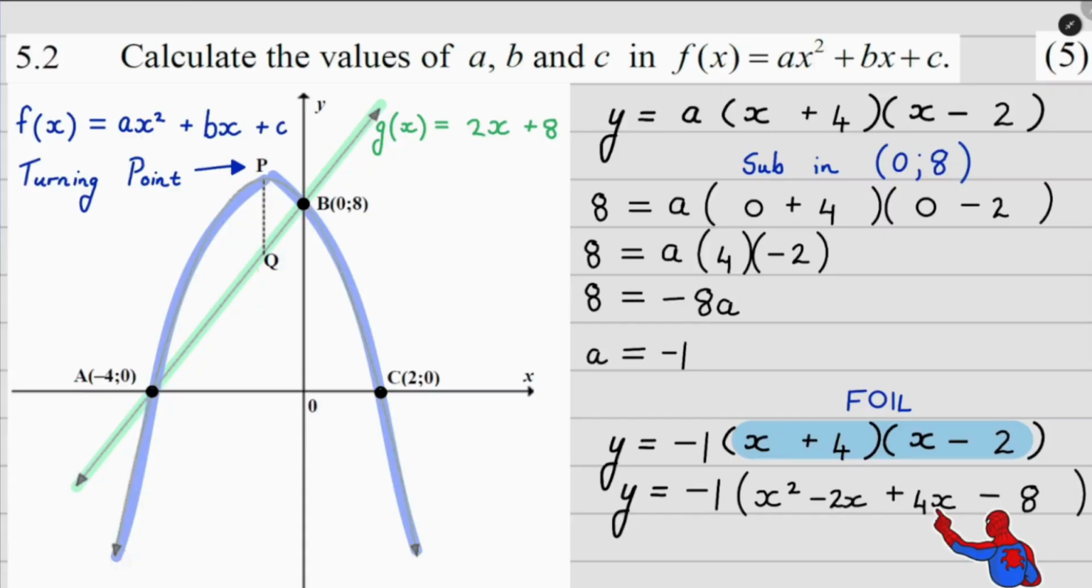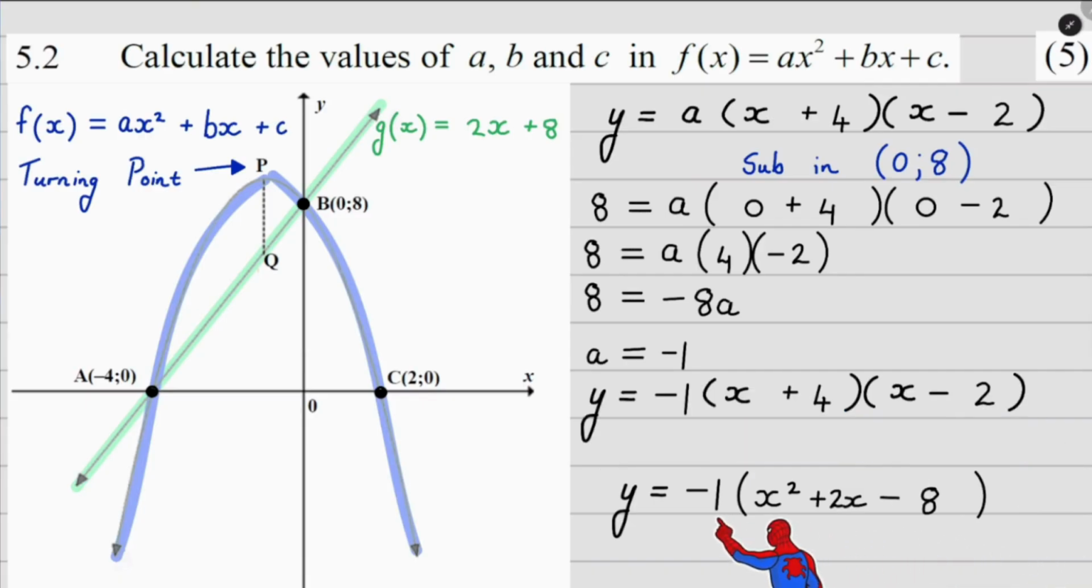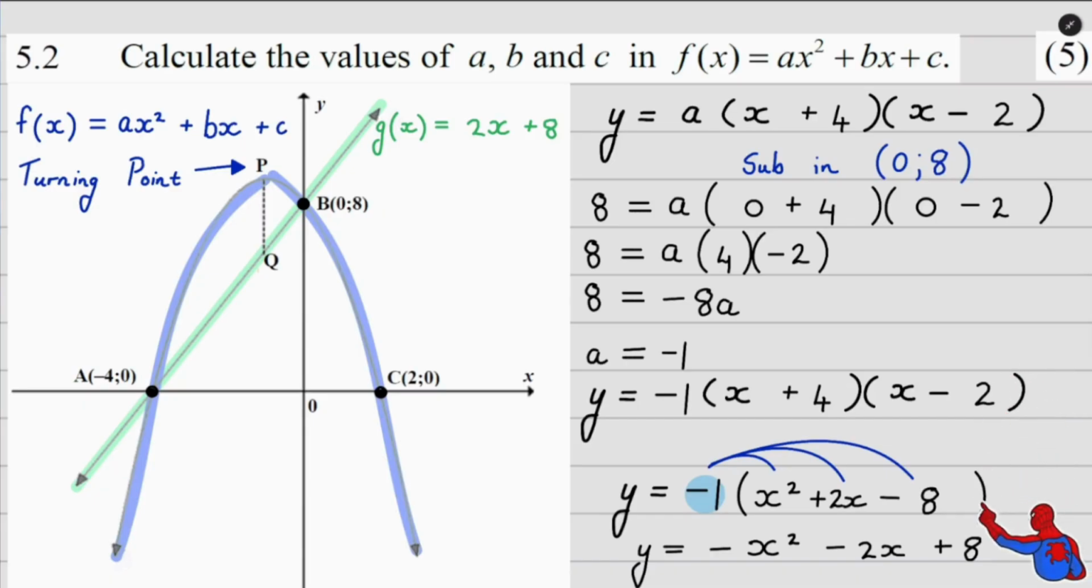And now we're going to do the like terms in the middle here. So minus 2x plus 4x is just a plus 2x. And the last thing left to do is distribute that negative 1 into the bracket. So we're just going to yoink it in there quickly and see what it gives us. And we have arrived with the equation. So we've got minus x squared minus 2x plus 8. You can see how this positive changed to a negative, this positive changed to a negative, and this negative changed to a positive. So you get a sign change happening when you distribute a negative 1 in. That's a small little shortcut you can learn.